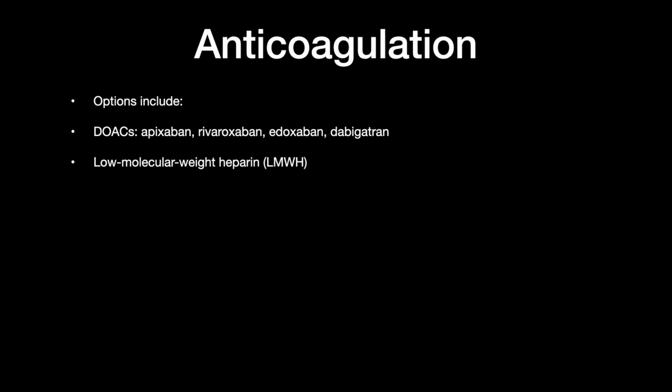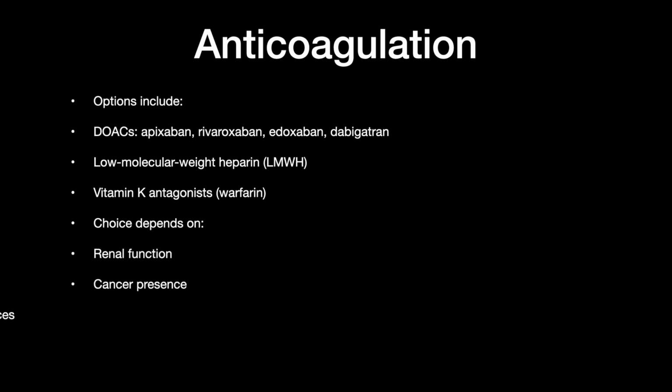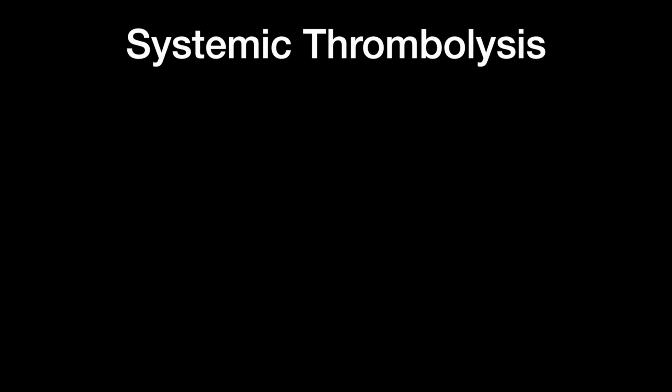So in anticoagulation, the options that we have are the DOACs, the low molecular weight heparin, and vitamin K antagonist, that is warfarin. The choice here depends on the renal function, the presence or absence of cancer, and patient preference. The duration of therapy varies based on the risk factors.